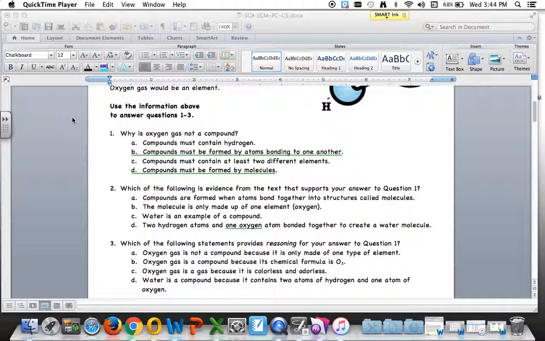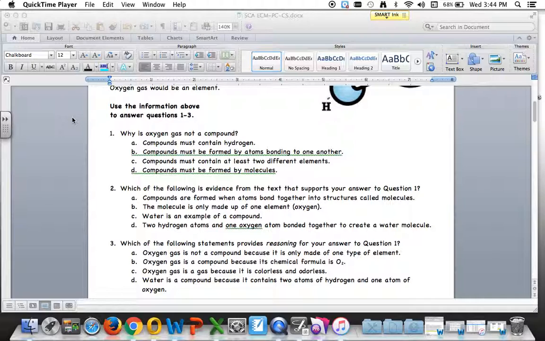Question 2. Which of the following is evidence from the text that supports your answer to question 1? A. Compounds are formed when atoms bond together into structures called molecules. B. The molecule is only made up of one element, oxygen. C. Water is an example of a compound. D. Two hydrogen atoms and one oxygen atom bonded together to create a water molecule.